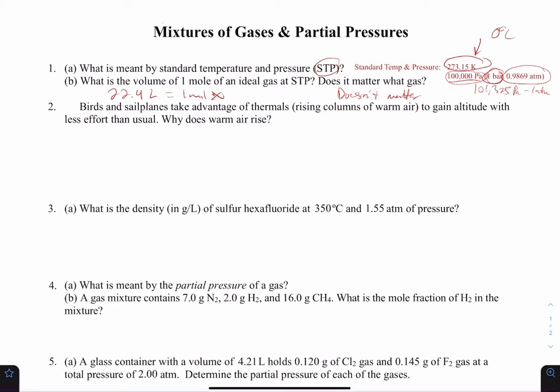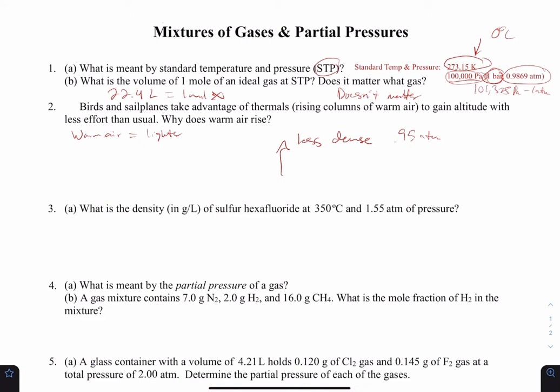All right, number 2, birds and sailplanes take advantage of thermals, rising columns of warm air, to gain altitude with less effort than usual. Why does warm air rise? Well, warm air is lighter, okay? It's lighter, and so it's easier to rise with the warm air because it's already moving upward. And the reason it's moving upward is because the higher you go in the atmosphere, the less dense the air becomes. Okay, that's why in Utah, for example, at a higher altitude, it's actually 0.95 atmospheres instead of 1, which you normally find at sea level.